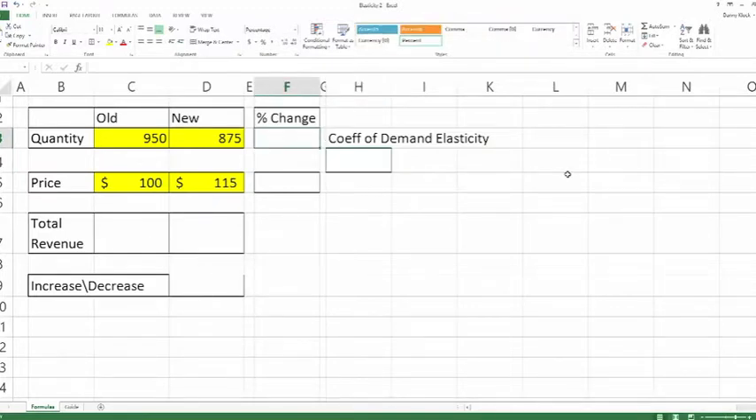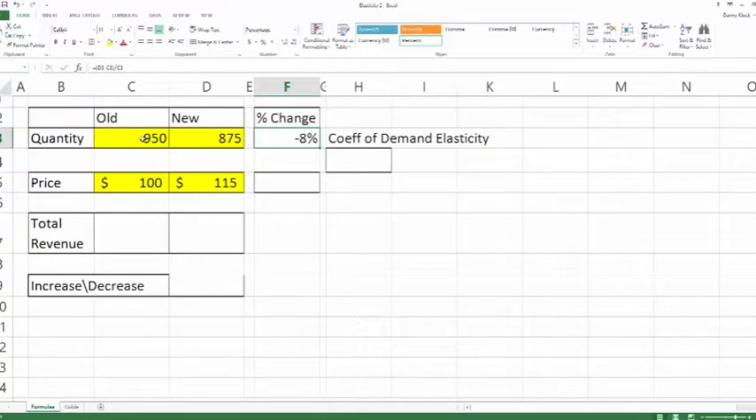So first, let's do the percent change in quantity. Equal, open paren, because I want to take the new number of the quantity sold minus the old number, and close my paren, or this won't work at all, because I have to do the lower math first before I divide by the old number. So new minus old divided by old gives us the percent change. We see this comes out as a negative 8%.